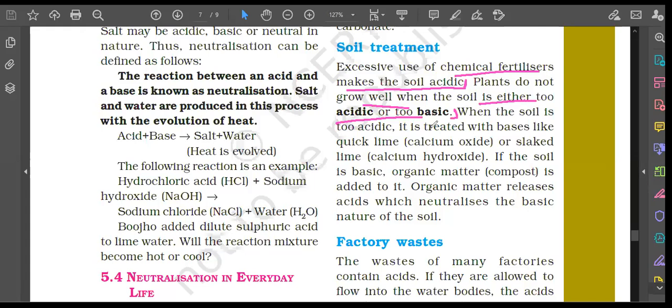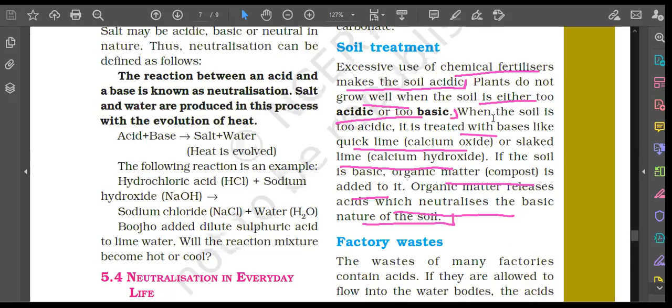So the farmers will spread quicklime, which is calcium oxide, and slaked lime, to neutralize the acidic nature, and they use organic matter to neutralize basic nature. So what do farmers use to neutralize acidic nature? They use a base, calcium oxide or calcium hydroxide. What do farmers use to neutralize a base? They use organic matter which releases acid. Got it, everyone?